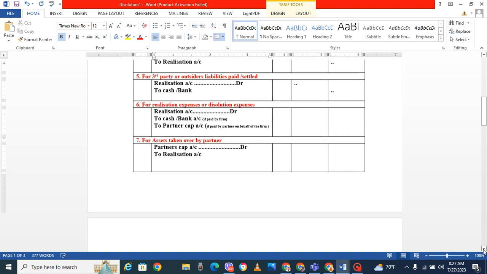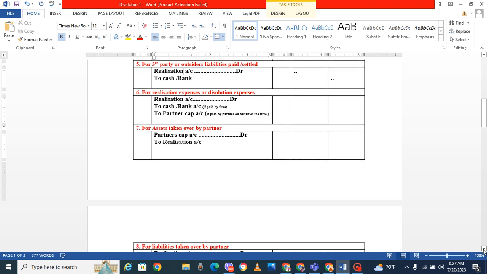Another entry is for assets taken over by a partner. Sometimes the partner might take an asset of the firm. In such a case, we have to debit partner's capital account and credit realization account. Suppose A took our furniture of rupees 10,000. Then we have to debit A's capital by 10,000 and credit realization by 10,000.